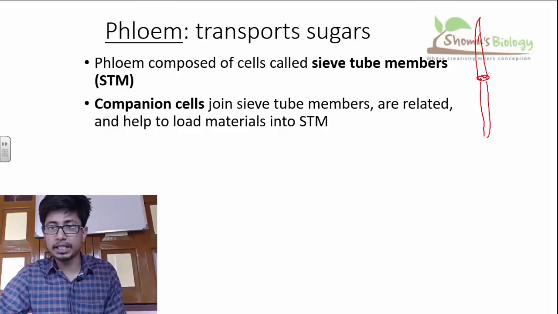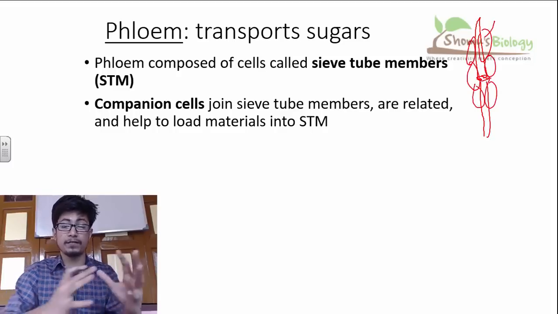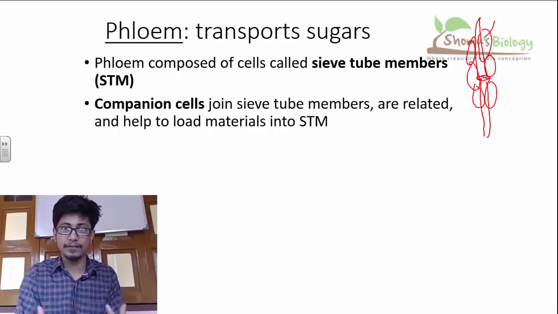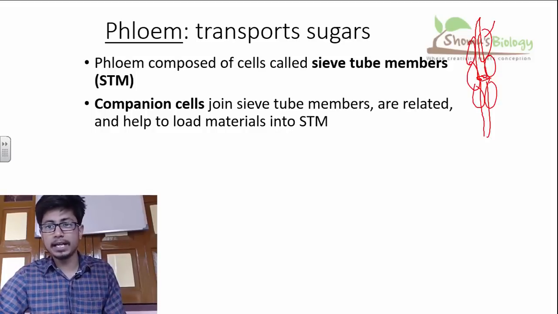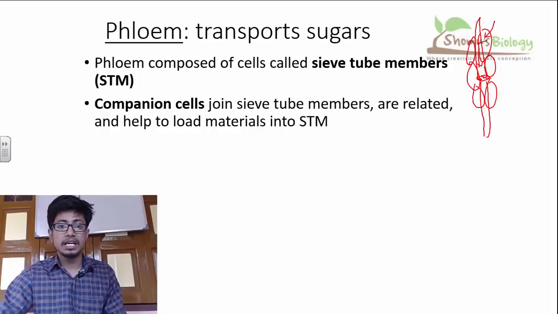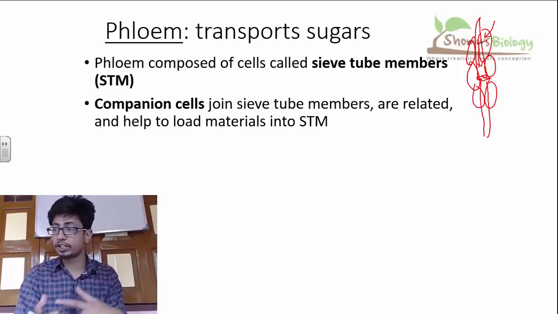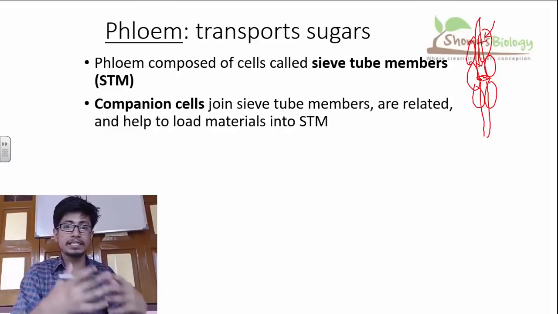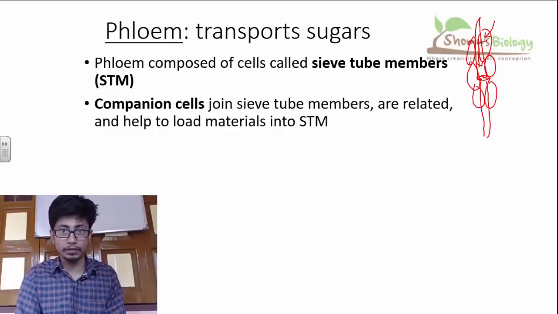So the companion cells will stay there. They will do all the functionality of getting because they are active. Their functionality is completely very fast, like a live normal cell. So the companion cell will take that sugar and transport it and put the sugar into the sieve tube members, or STM, into the phloem, so that the phloem can bring that sugar from the plant leaf to the rest of the body, the rest of the regions.